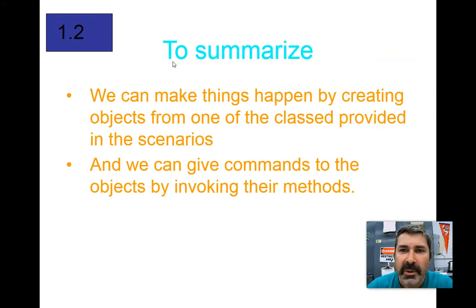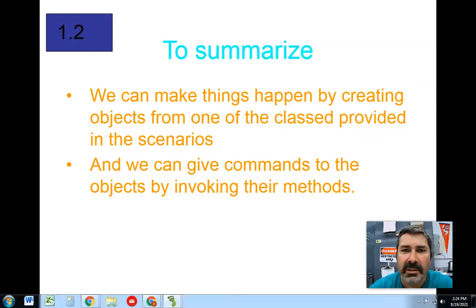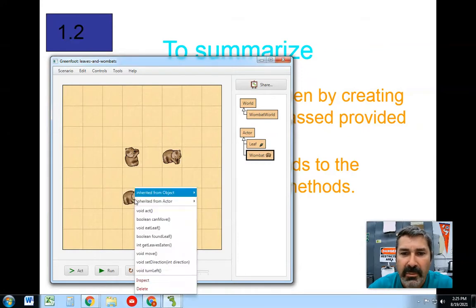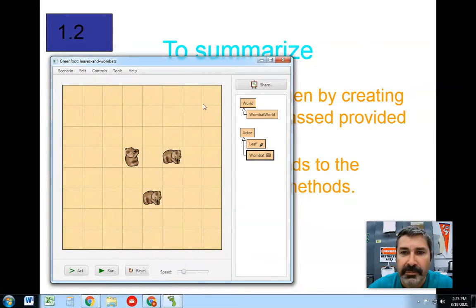All right, and this is the blue color, so this needs to be slipped into your notes. We can make things happen by creating objects from one of the classes provided in the scenarios. And we can give commands to the objects by invoking their methods. What that means is, we have these classes, these blueprints, and we can make an object from the class, and then we can make them do stuff by invoking their methods.